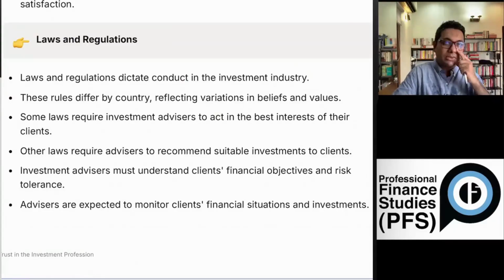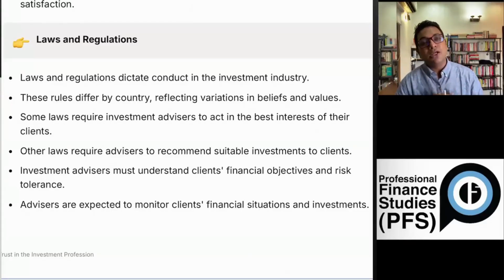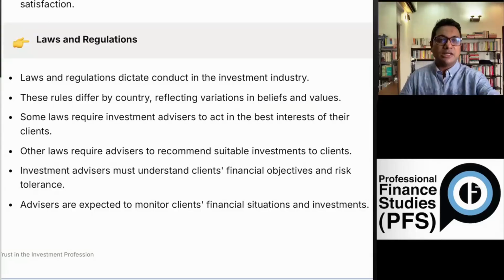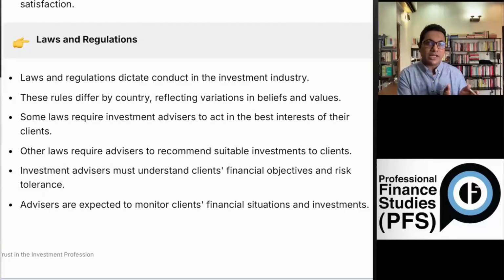So for certain activities, how we do them, how they are executed, how operations run, there are laws and regulations. These rules differ from country to country, and different countries have different belief and value systems, and the rules differ based on that too. Some laws require investment advisors to act in the best interest of their clients. Other laws require advisors to recommend suitable investments to clients. Investment advisors must understand clients' financial objectives and risk tolerance.